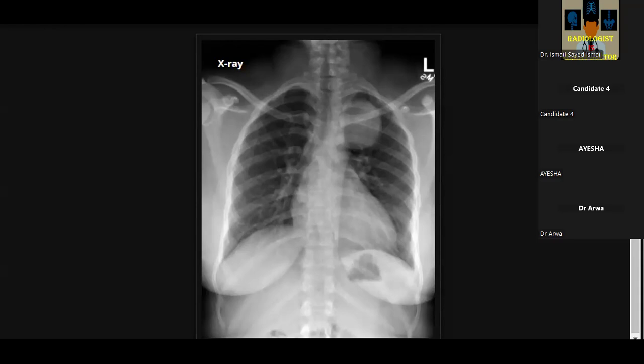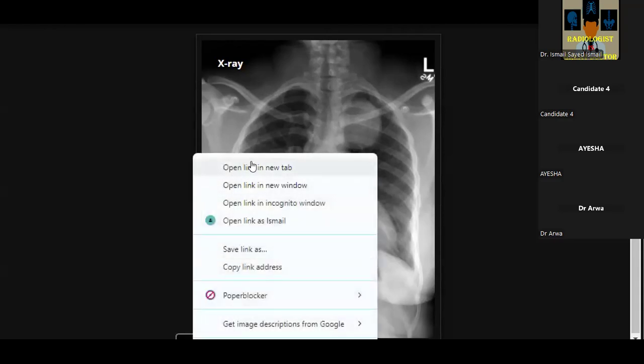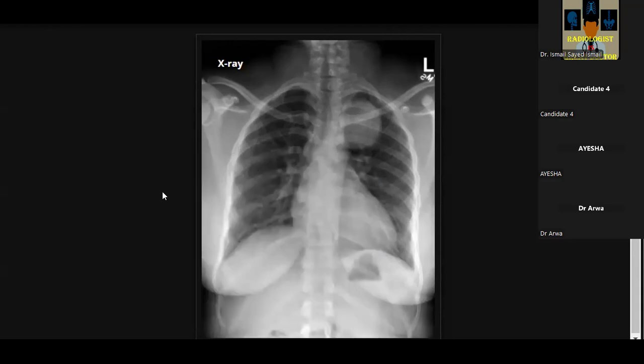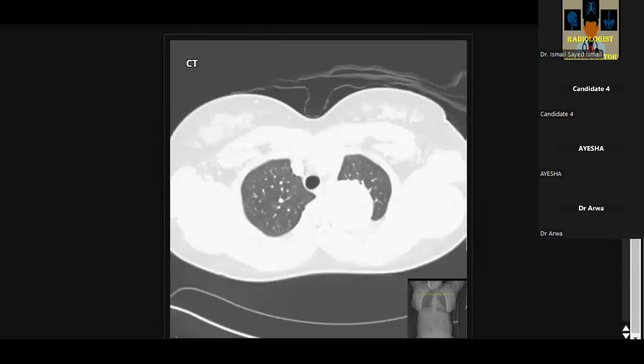Okay, so I will compare with previous images, inform the referring physician, and request a contrast-enhanced CT of the chest for further evaluation. Okay, CT scan of the same patient. I will get you the lung and mediastinal window.